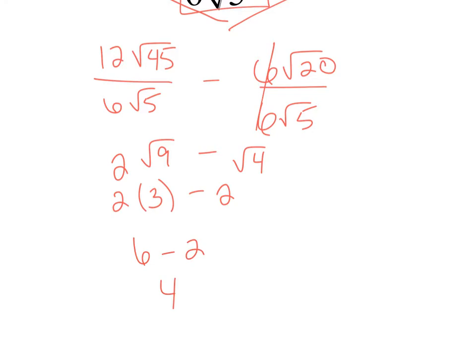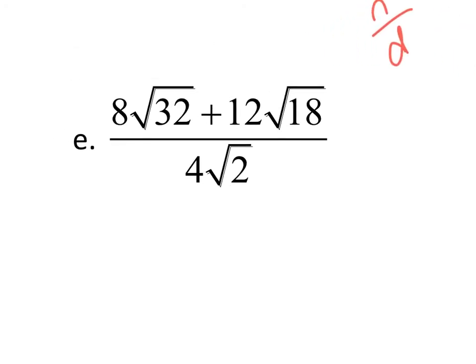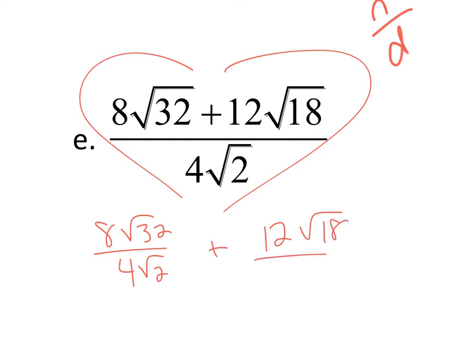Okay, so same thing for the next one. Wherever it is, there it is. You're going to share the love here, share the denominator, so it'll be 8 square root of 32 divided by 4 square root of 2 plus 12 square root of 18 divided by 4 square root of 2. Okay, so 8 divided by 4 is 2. 32 divided by 2 is 16, plus 12 divided by 4 is 3, and then 18 divided by 2 is 9.